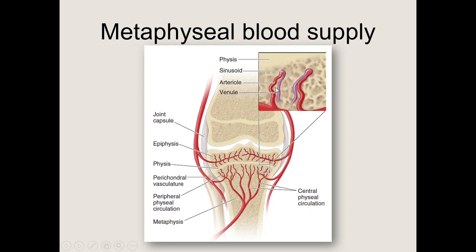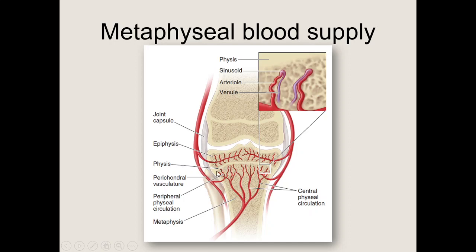So the arterioles as well as the venules have a sinusoidal pattern of arrangement. This sinusoidal pattern, as it goes towards the growth plate, becomes avascular, or it becomes a watershed line, which means the epiphyseal blood supply does not come in contact with the metaphyseal blood supply in a child with an unfused skeleton. So the growth plate or the cartilage acts as a barrier.